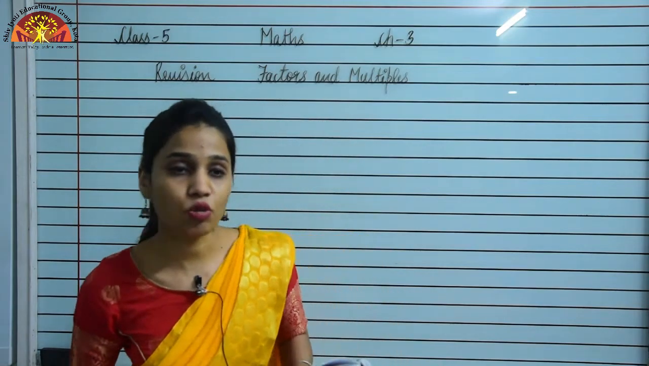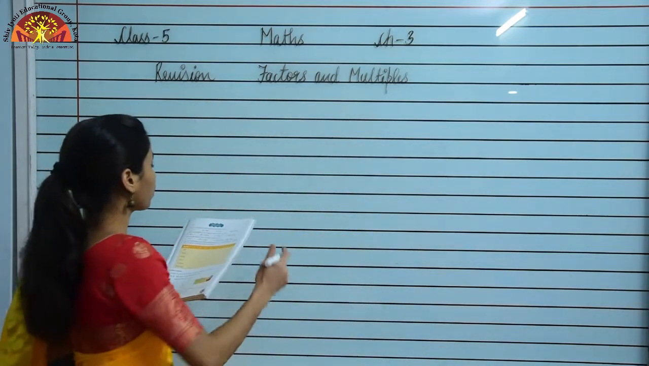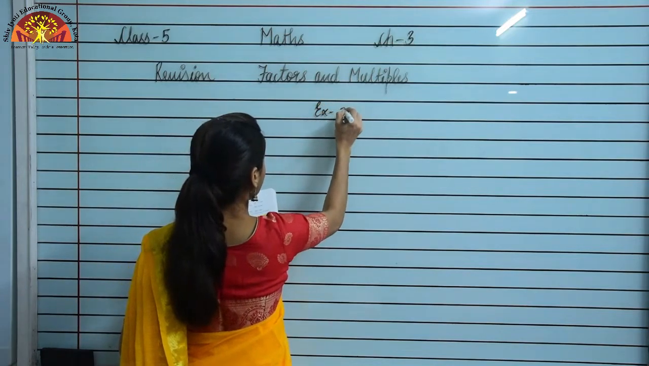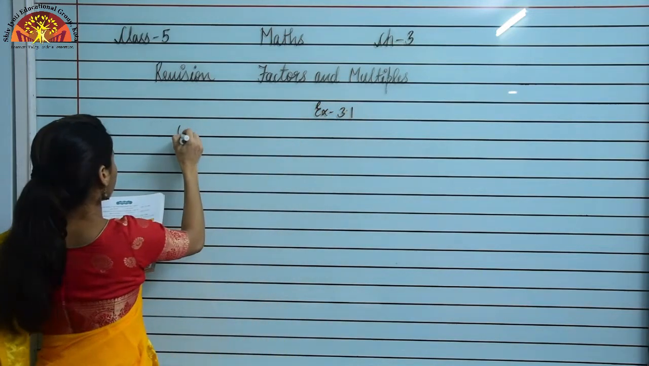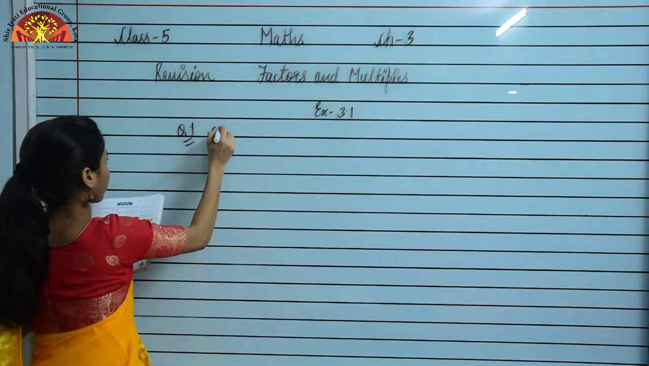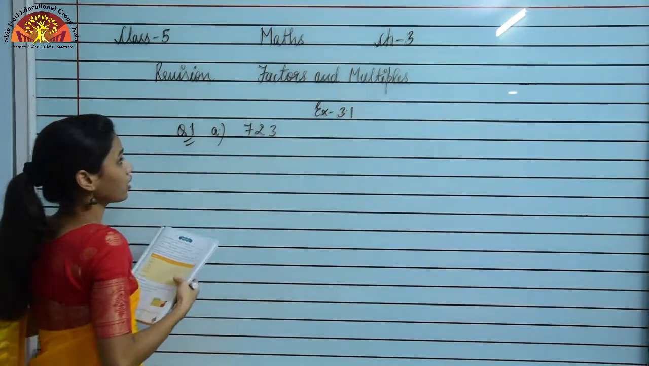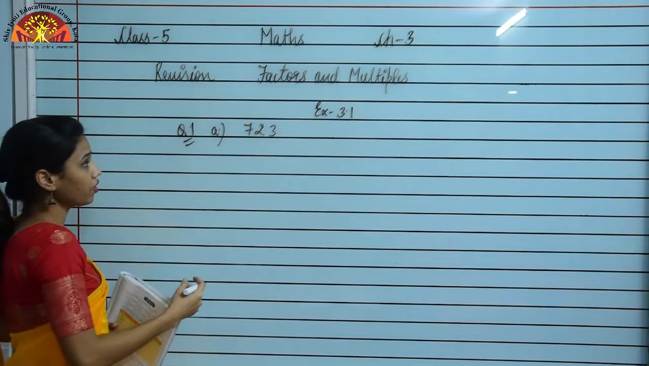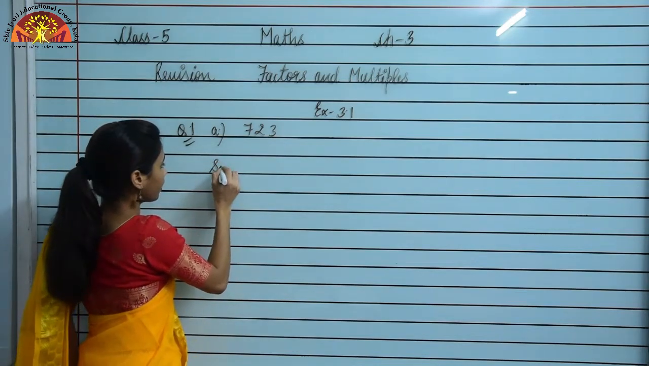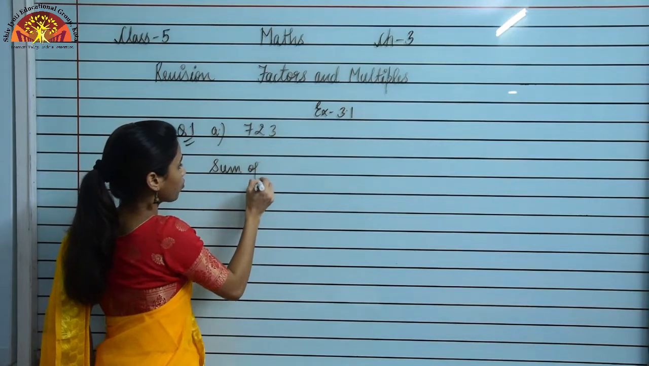Now what is given in A part? A part is 723. So exercise 3.1, question number 1, A part. Now here I have to check the divisibility of this number by 3 and 9. So what I will write? I will write first of all sum of the digits.